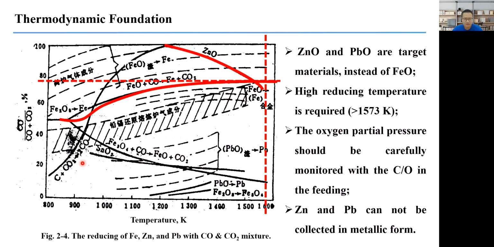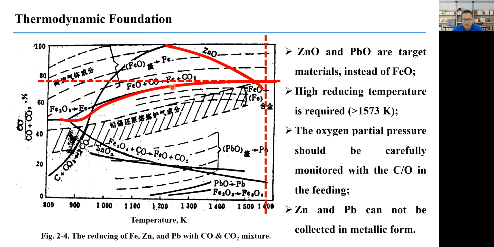And this is a very old figure about the reduction of iron, zinc, and lead with a carbon monoxide and carbon dioxide mixture. This is very popularly used in iron making and also in some other fields. As we can see, this is how we can produce iron. At lower temperature, we can produce iron directly from hematite. But when we approach higher temperature, we have to come across ferrous oxide. After that, ferrous oxide can be reduced with carbon monoxide, and we get iron.